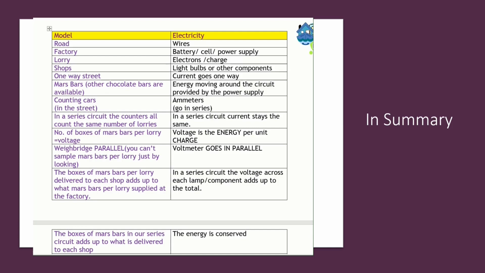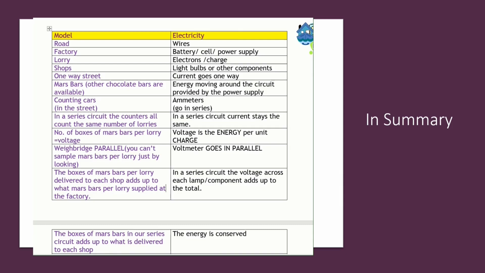Did you manage to fill in the whole model? Does the model make sense? Do you understand that if you use our model and think about what each thing in our model represents, it can help you understand what's happening with our electrical circuits. We're counting cars with ammeters, and you could put those in series. And we found that in a series circuit, all the counters counted the same number of lorries, and that shows that in a series circuit, the current stays the same.